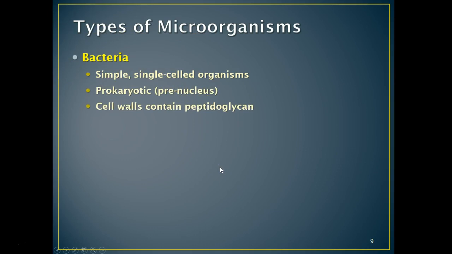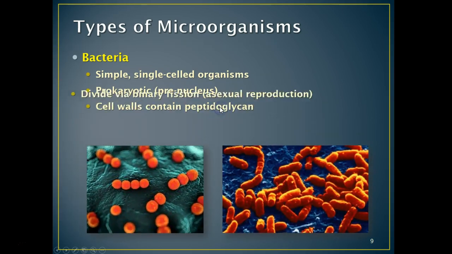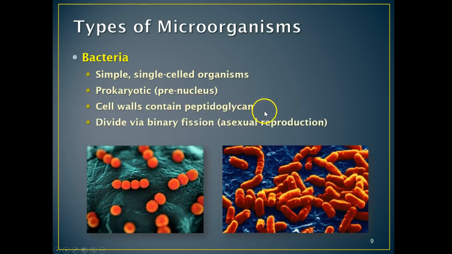Their cell walls are going to have a material that's called peptidoglycan. And if you look at the word peptido, that refers to protein in nature, which means it's going to be made up of amino acids. And then glycan means sugar. These organisms are going to divide by a process that we call binary fission, which basically means they replicate or duplicate their DNA, and they split in two. And this is asexual reproduction.